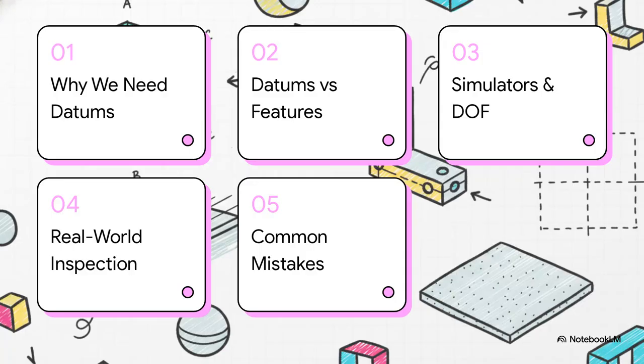To sort this all out, we're going to hit 5 key areas today. First, why we need datums. Second, the difference between datums and datum features. Third, simulators and degrees of freedom. Fourth, real-world inspection. And finally, some incredibly common mistakes you'll want to avoid.